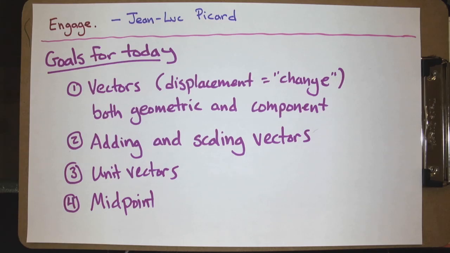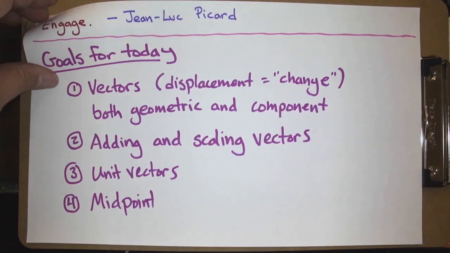All right, goals for today. Vectors. Vectors are going to feel somewhat similar to points, but they're different. Vectors are about change. And it's very important when you talk about calculus, how do you talk about change? Because calculus is built on the understanding of how things change. We'll talk about vectors in both a geometric way and a component way. Component just as a way of saying algebraic. How can we get numbers? Because we love numbers. We're going to talk about how you add and scale vectors. We're going to talk about unit vectors. And we're going to talk about the midpoint. That's a lot to get to, so let's get to it.